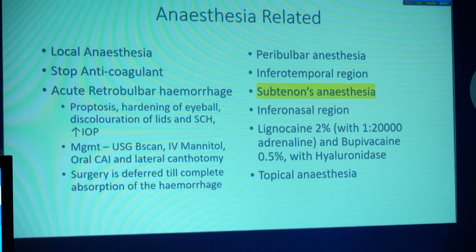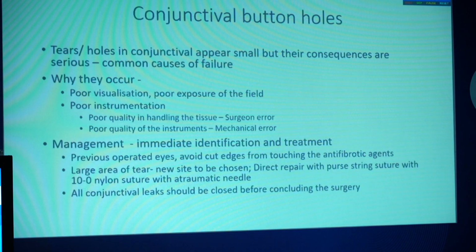What we have shifted to now is sub-Tenon anesthesia. Previously in surgery you would go in for peribulbar or retrobulbar anesthesia, and you have a lot of complications: acute retrobulbar hemorrhage, perforation of the globe. All that has almost reduced now since we have shifted to sub-Tenon anesthesia, which is what we prefer now. You can have a series of conjunctival problems, mainly tears and holes in the conjunctiva, and the consequences can be serious. Sometimes they can cause failure.